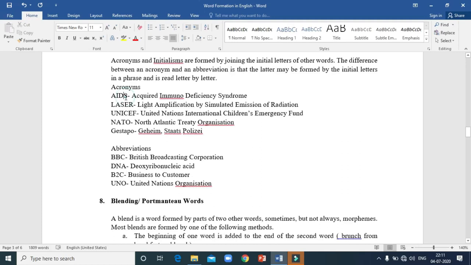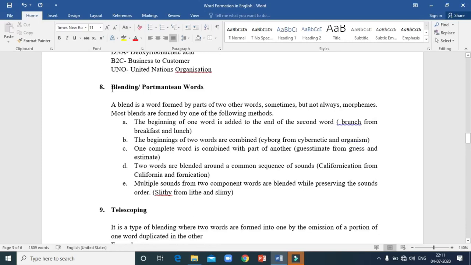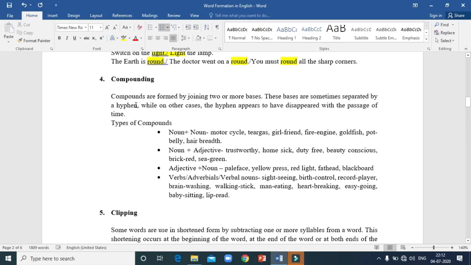Let's focus on the next category now. Blending or portmanteau words. Now, blending is what? It is almost like compounding. In compounding, we joined two full words. Both the words that were joined together were retained completely. Like motorcycle. Motor and cycle, both words are retained in entirety.